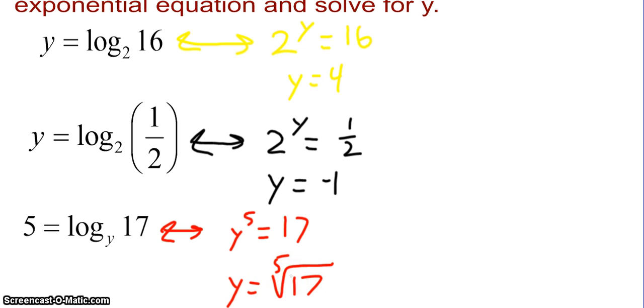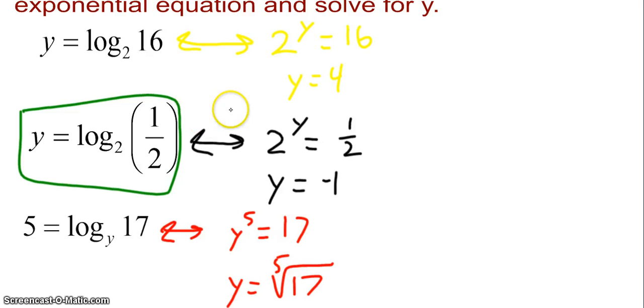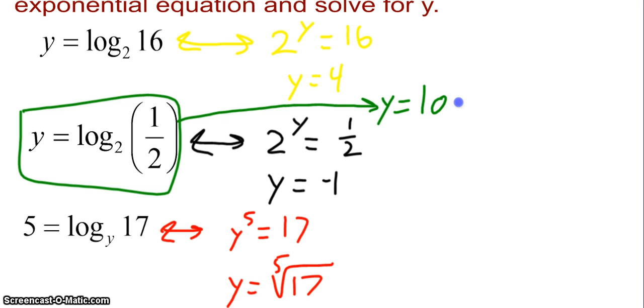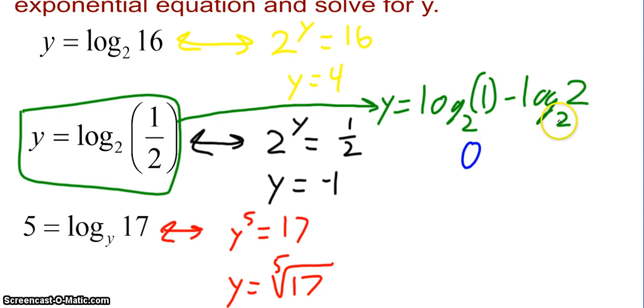One thing I do want to point out: we're not going to get into these properties of logs today, but we have seen them already. The log base 2 of 1 half can also be written as y equals log base 2 of 1 minus log base 2 of 2. Log base 2 of 1, 2 to the what equals 1? So this would be 0. 2 to the what equals 2? That's going to be 1. So we get negative 1.